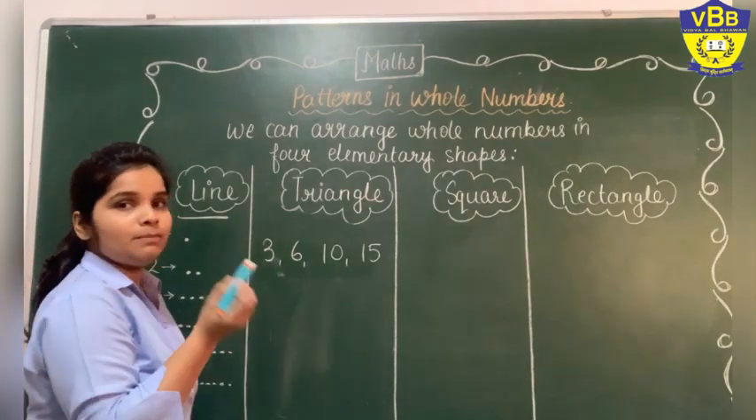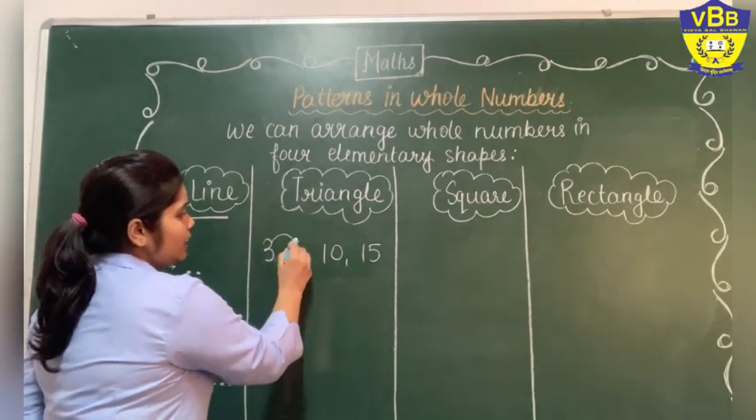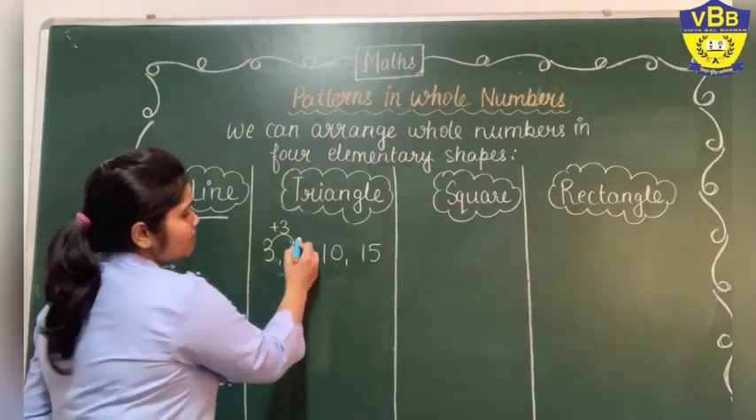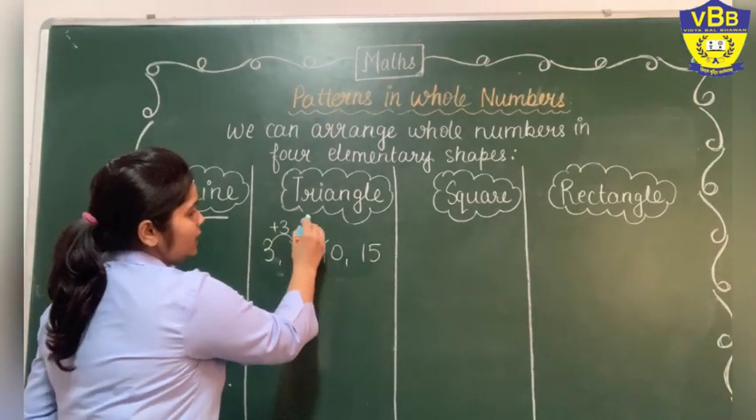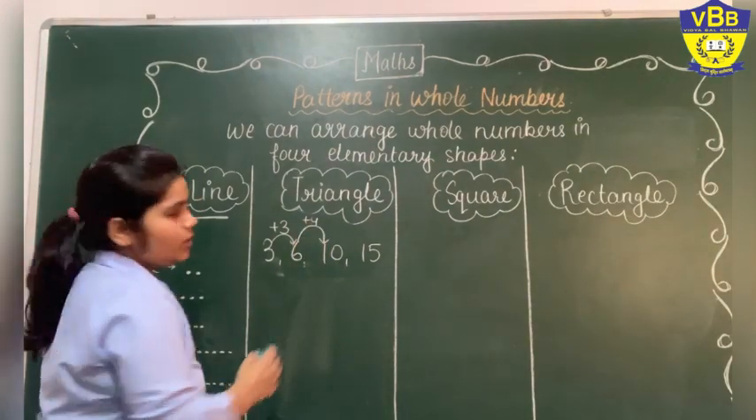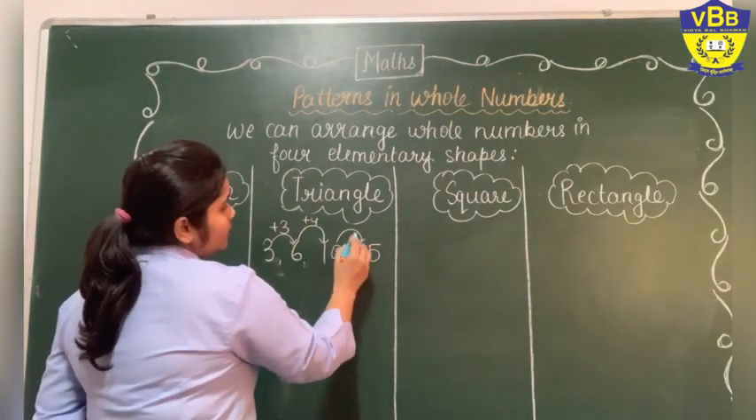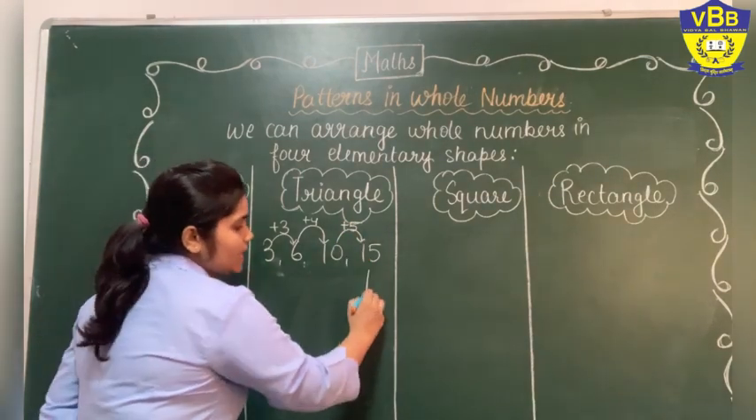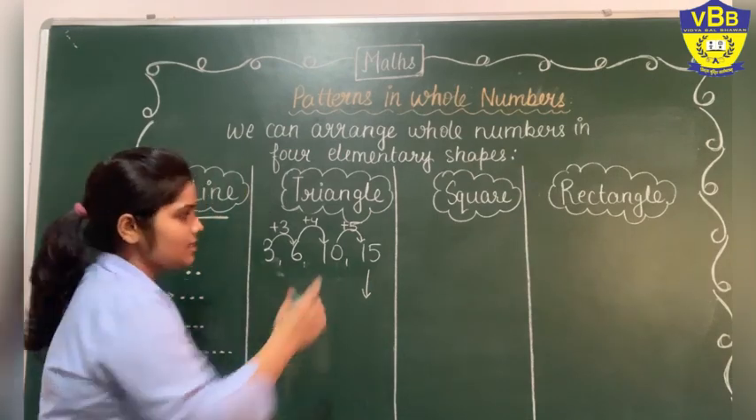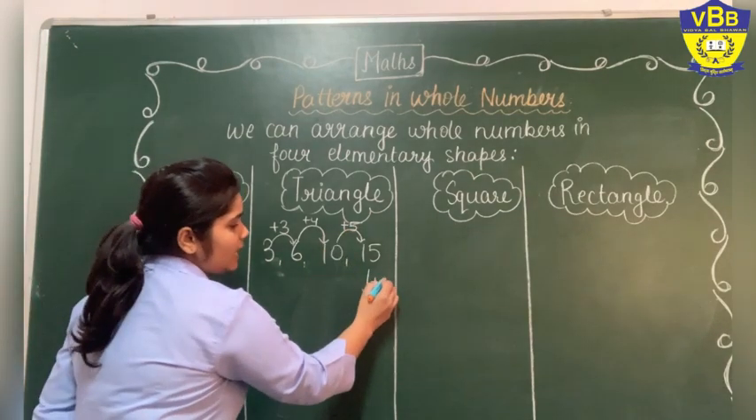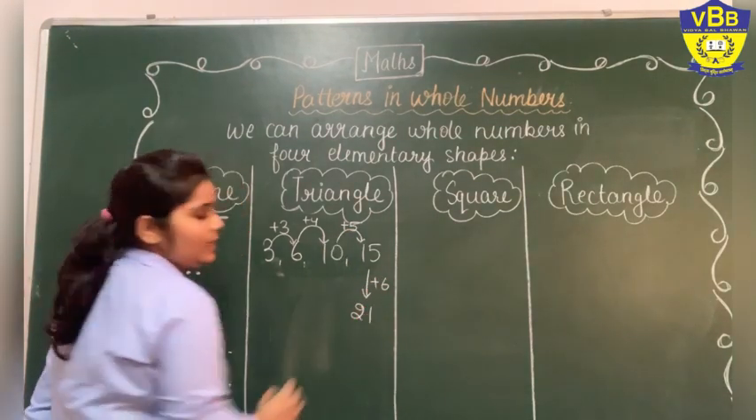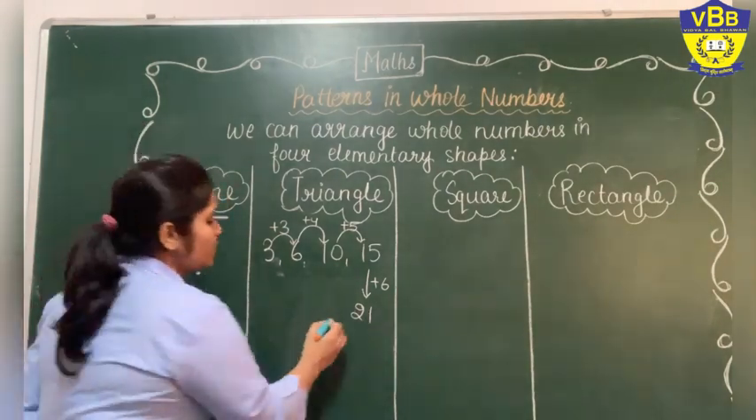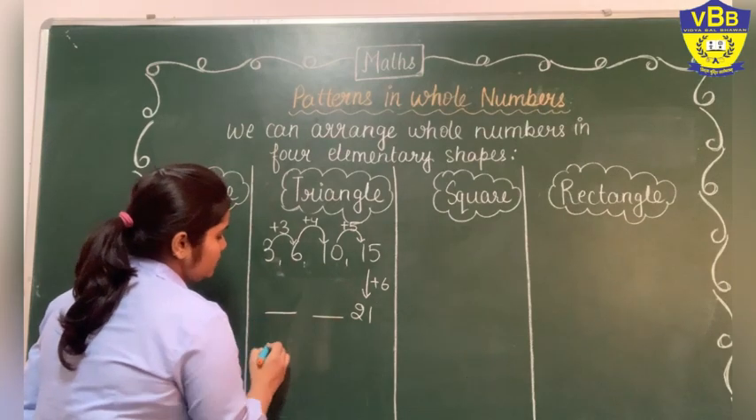What is the pattern followed? 3 plus 3 is 6. For the next number after 6 we add 4: 6 plus 4 is 10. For the next number we add 5: 10 plus 5 is 15. For the next we add 6, and it will be 21. Now it is your work to find out 3 more triangular numbers.